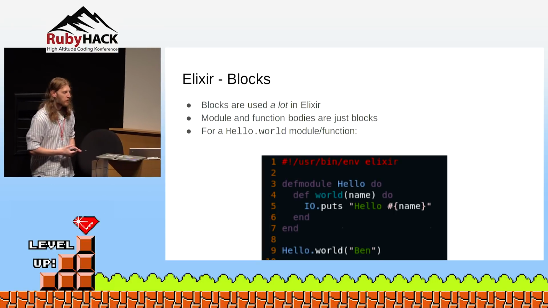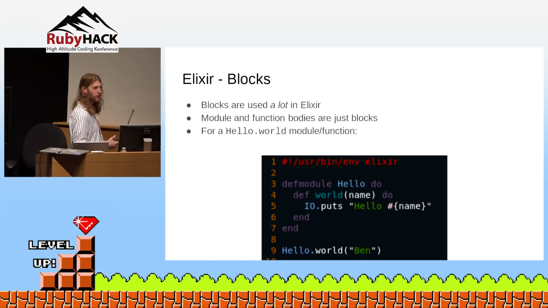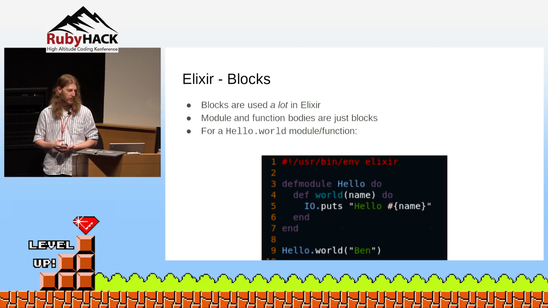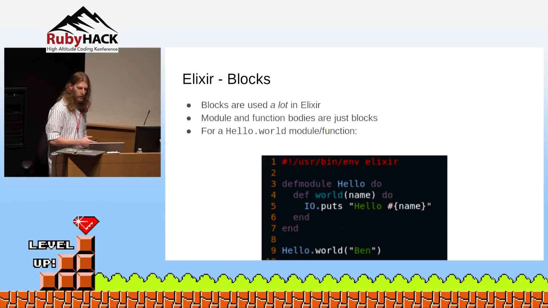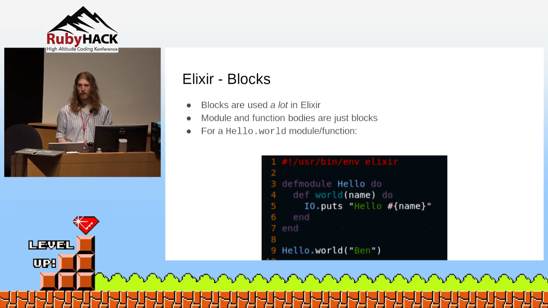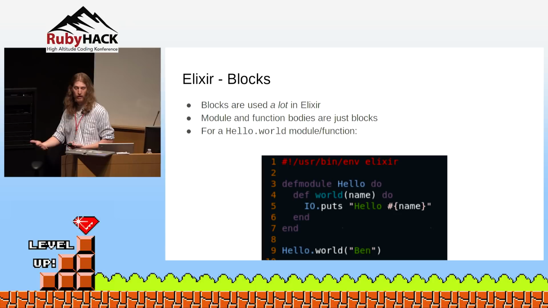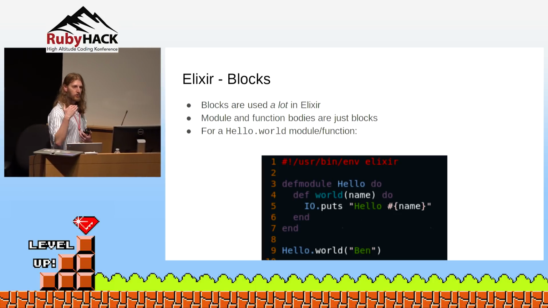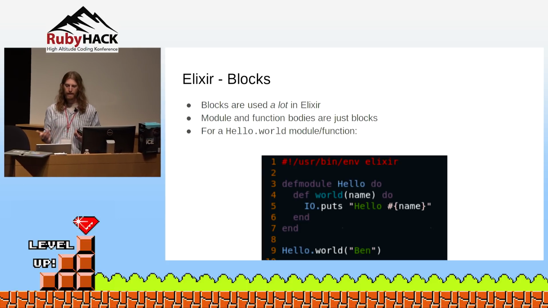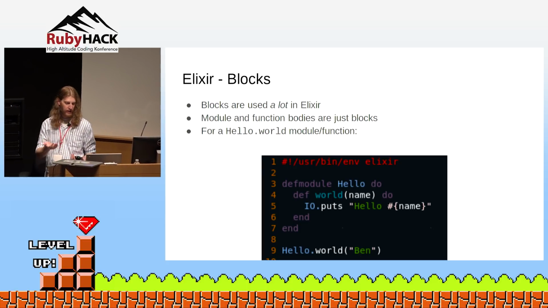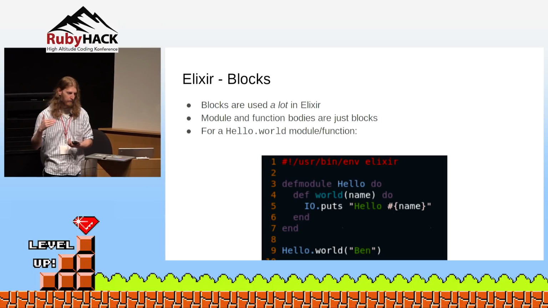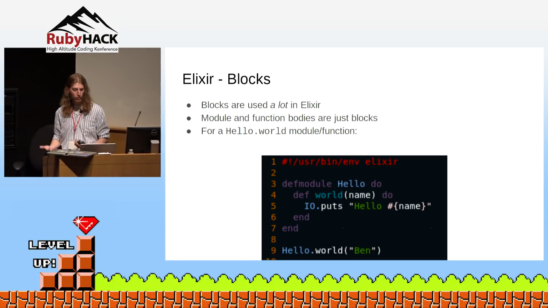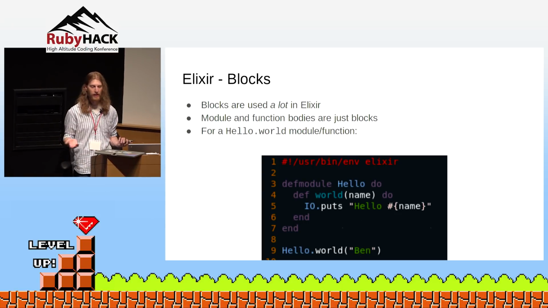Blocks. So blocks are used a lot in Elixir, even more so than in Ruby. For example, you can see in this, we're defining a module called hello and a function called world. The way you declare a module is defmodule hello, and then you can see there's a do after that. So we're actually passing the entire module's definition as a block. And then when we define the world function, we're passing its code as a block again. But you can see it looks a lot like Ruby. We're using the IO module, so we call IO.puts, which does exactly what you'd expect.